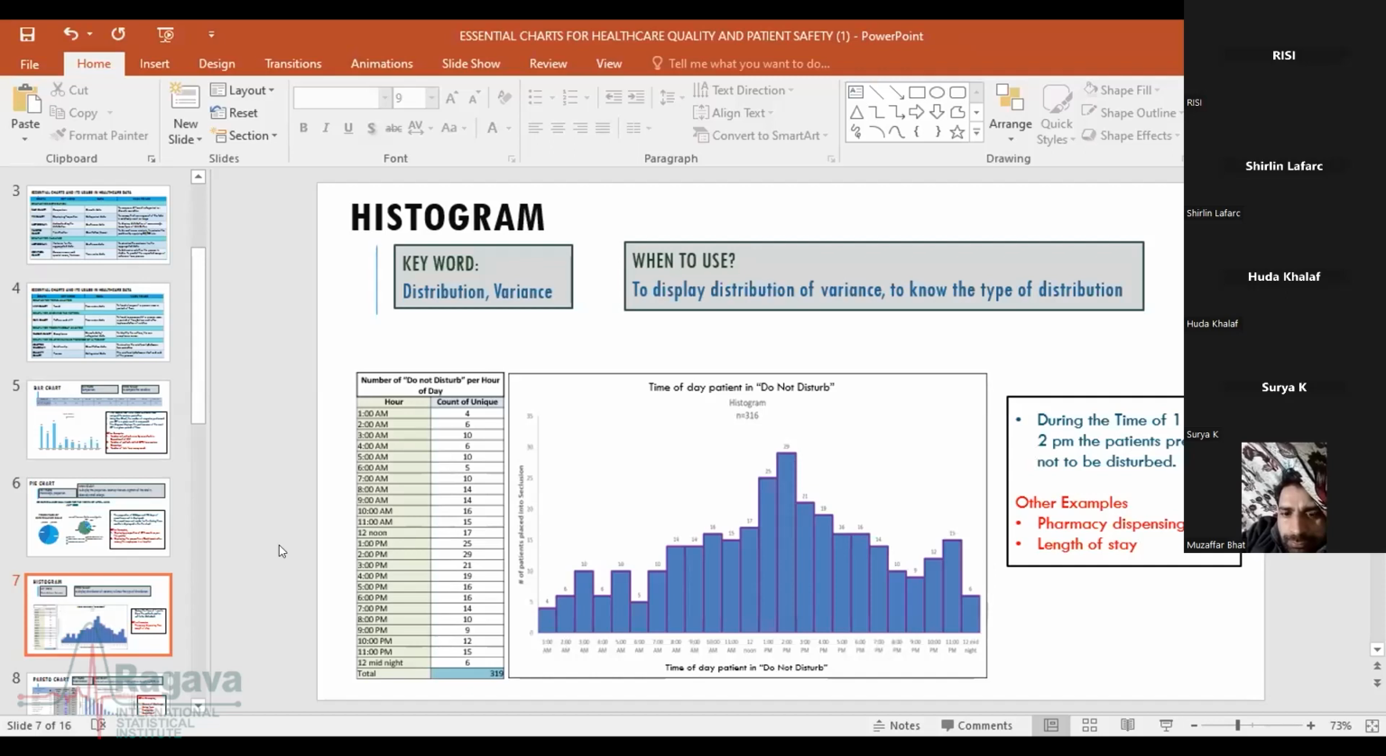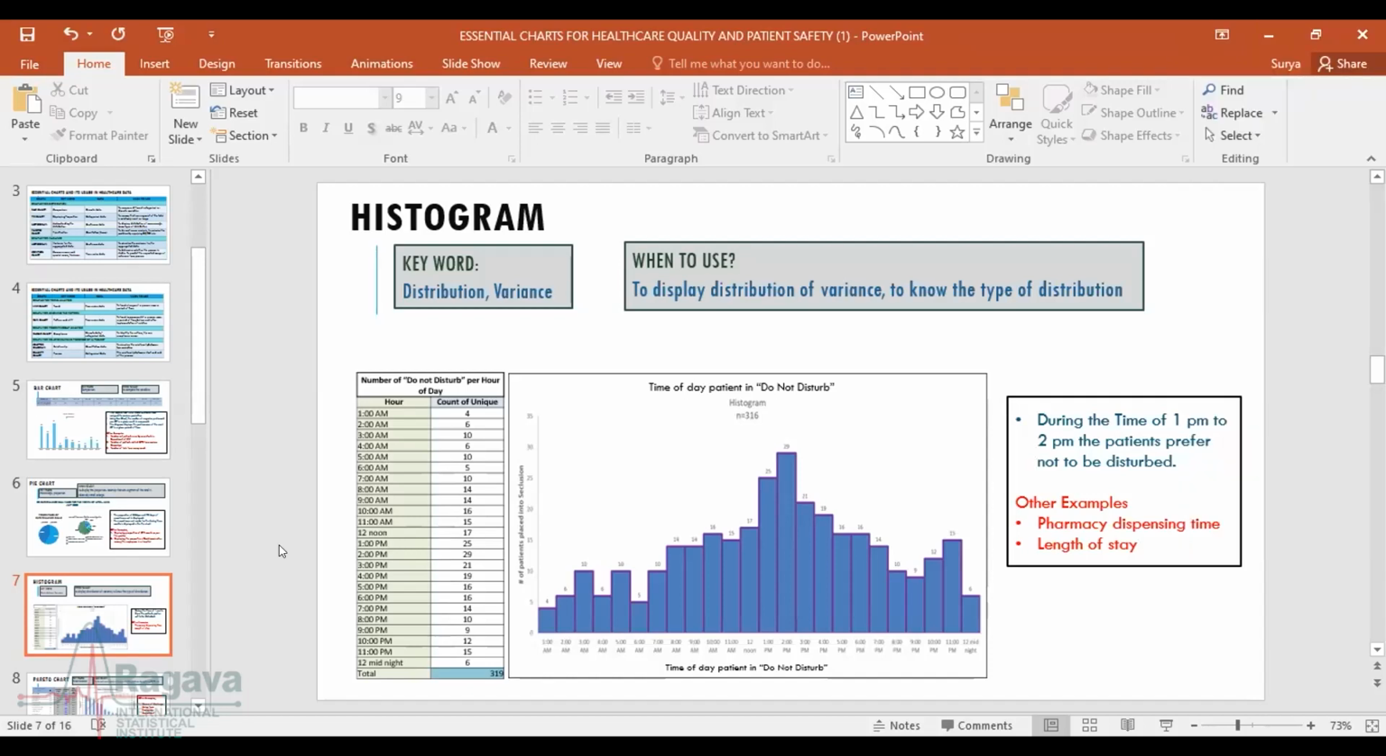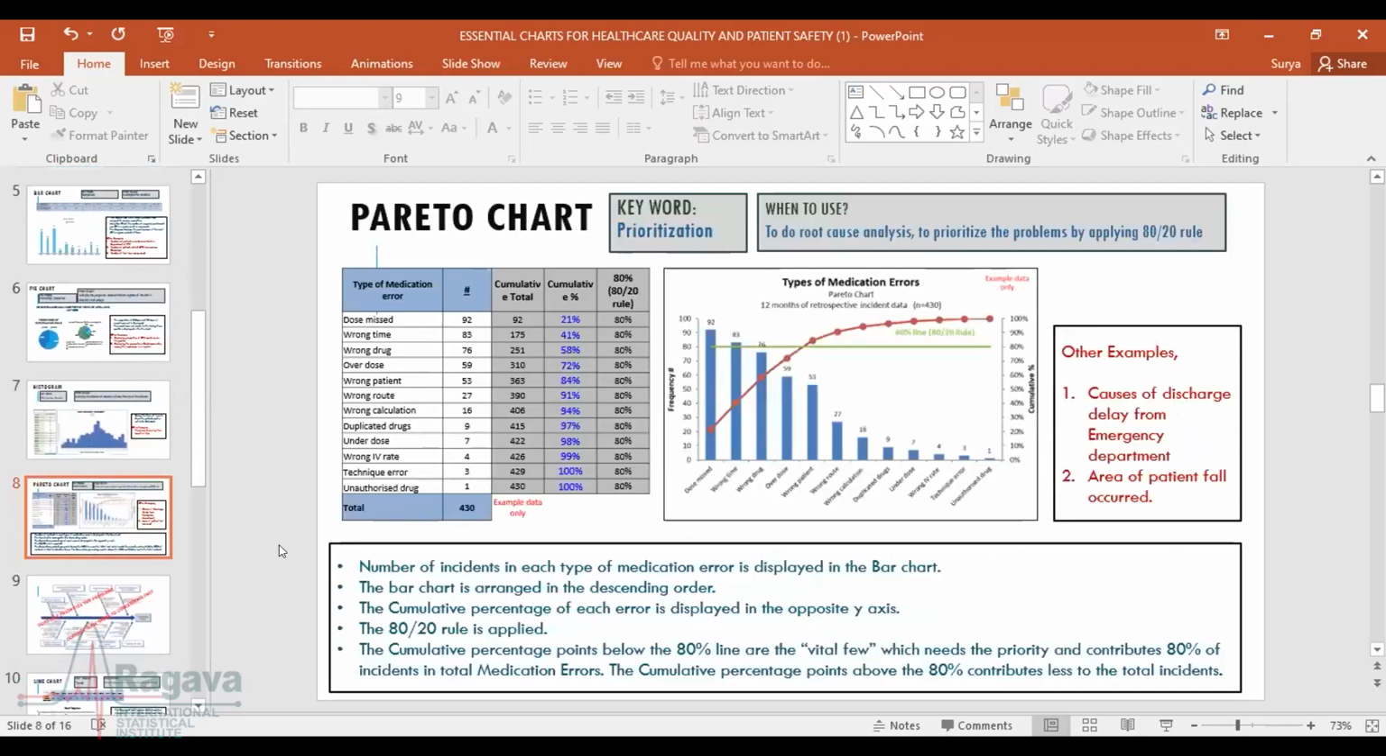So this is the bell curve histogram, and it shows that during the period of 1 o'clock to 2 o'clock, the patient does not want to be disturbed. That is what this histogram is explaining to us. In the same way, we can derive the pharmacy dispensing time and the length of stay of the patient in an organization. All of this data can be displayed in a histogram, and we will be able to know about the process.